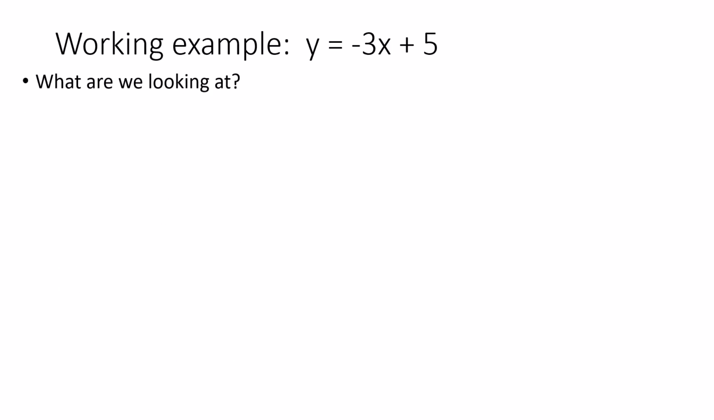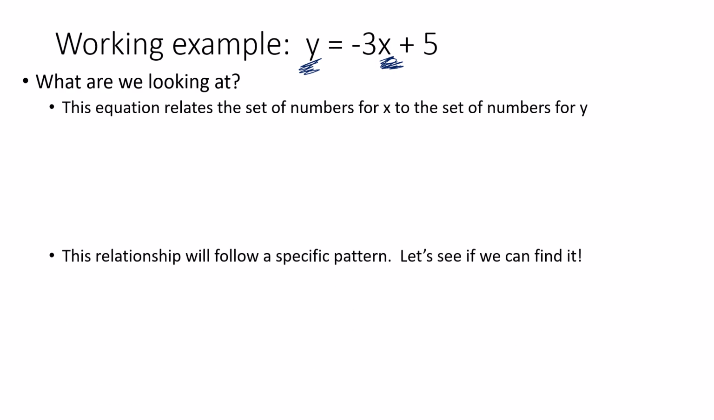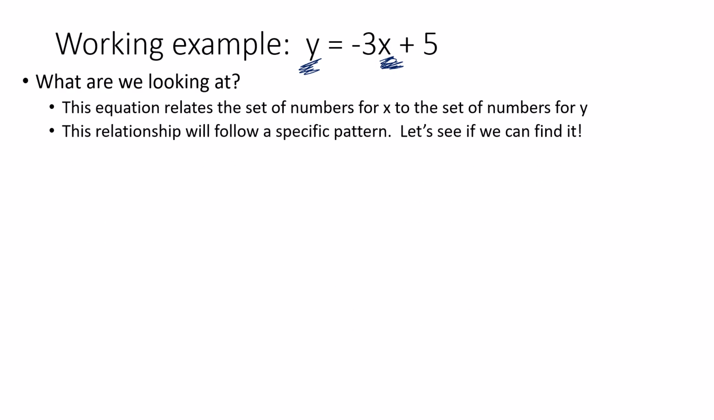So what are we looking at here? This equation relates the set of numbers for x to the set of numbers for y. In other words, I could plug in different numbers for x, and when I do that, I will get a value out for y. And that set of numbers that I can use for x will be related to the set of numbers that I get out for y in a very specific way. This relationship will follow a specific pattern.